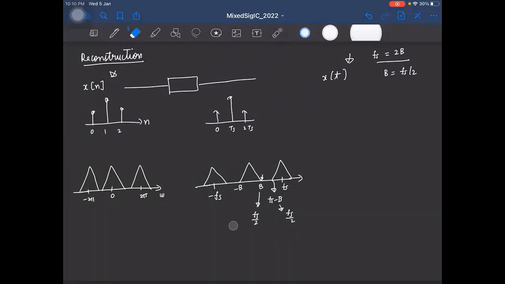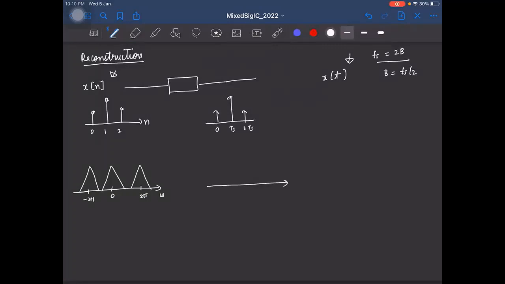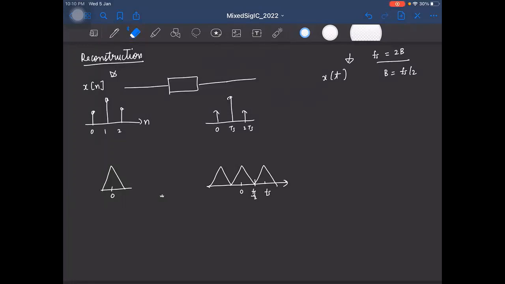So essentially, we'll have something like this. This is 0, this will be Fs by 2, this will be Fs. Similarly, you'll have the same here. So this will be 2 pi, this will be pi, and so on. And then we recognize that this is the actual signal spectrum that is of interest to us.